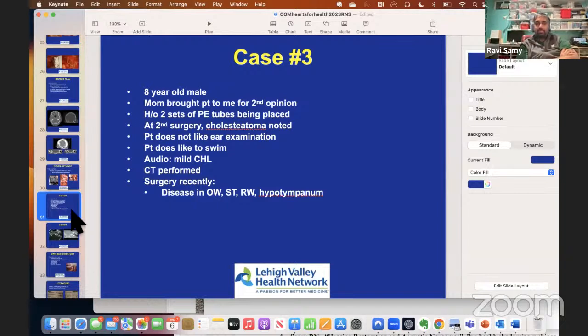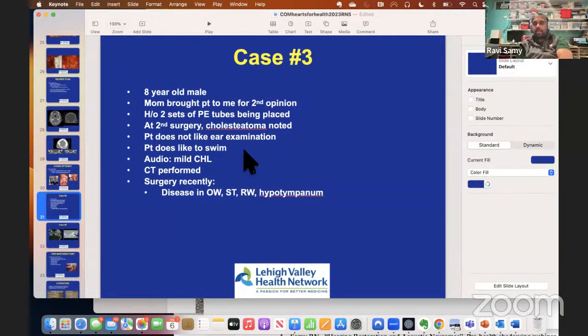So this young man has had 2 sets of tubes. At the second surgery, the outside doctor found a cholesteatoma, that skin cyst in the middle ear. This kid hates it when there's an ear exam done. He likes to swim. He's got mild hearing loss. And so basically he had a lot of cholesteatoma based off the CT scan in the middle ear space surrounding the ear bones. And so there's a lot of issues here.